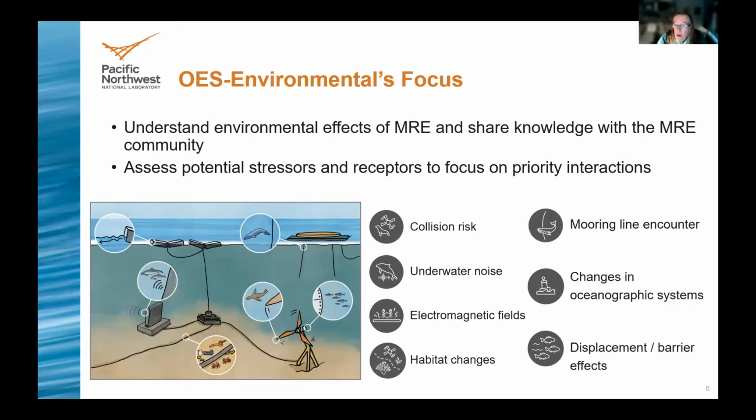The effects of underwater noise may cause on marine animals, particularly marine mammals and some fish, interrupting, masking communication, navigation, etc. The effects of electromagnetic fields on sensitive marine organisms that are emitted from export power cables and energized devices. Changes in habitats, both benthic habitats and pelagic habitats, due to the presence and operation of devices. And mooring line encounter.